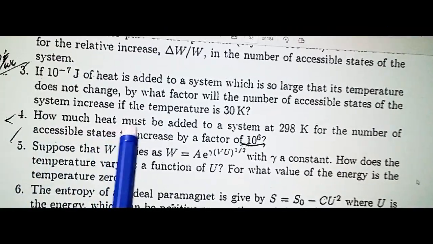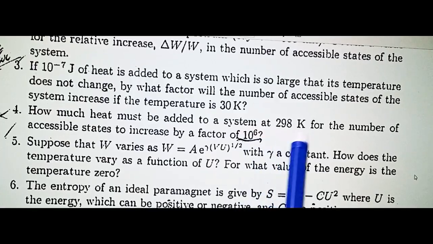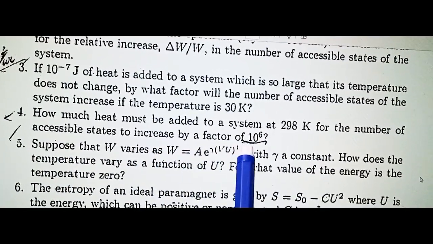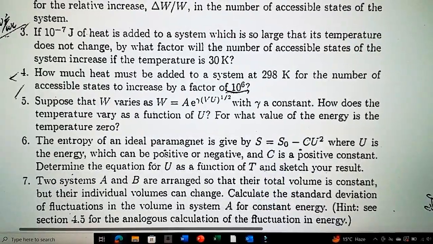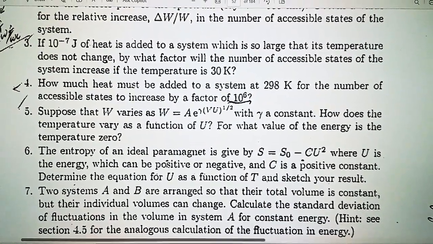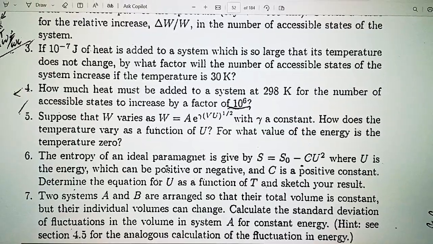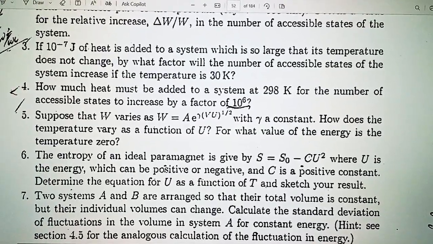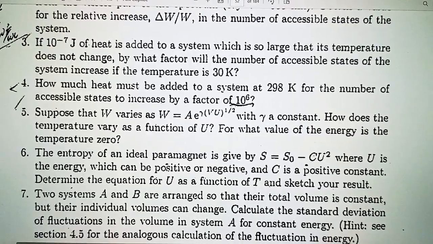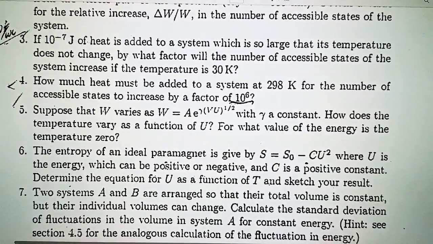How much heat must be added to a system at 298 Kelvin for the number of accessible states to increase by a factor of 10 to the power 6? So what we are given here is the temperature, which is 298 Kelvin, and the factor by which the number of accessible states are increased. So it's 10 to the power 6.